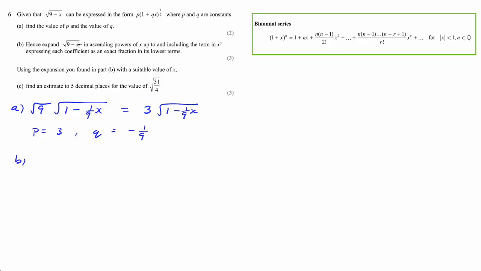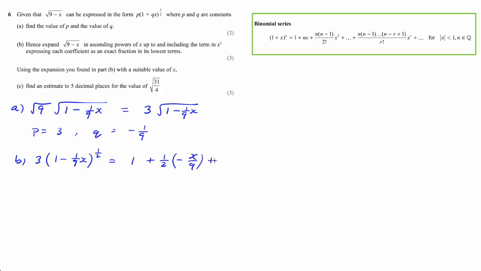Okay, so basically, guys, sub this into this. Now, be aware there's a 3 there. Fine, but it's 3 times 1 minus a 9th x to the power of a half. Okay, so we get 1 plus n is a half, and then x, careful here, guys, is negative 1/9 x, or negative x over 9.